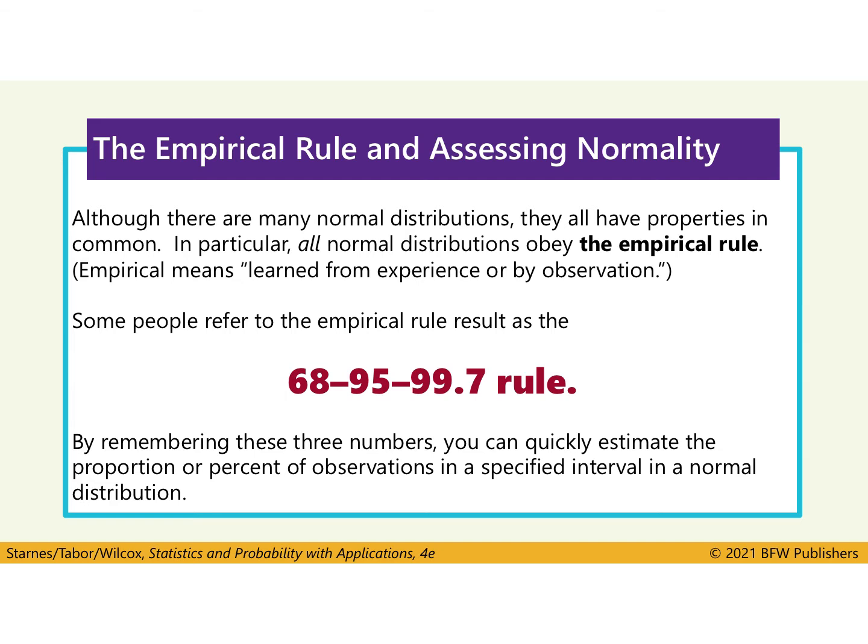Do we have to write this down? The only thing I would write from this slide is also known as the 68, 95, 99.7 rule. 68.27, which rounds down to 68. If we remember these three numbers, we can quickly estimate proportions or percents of observations in a specified interval in a normal distribution.